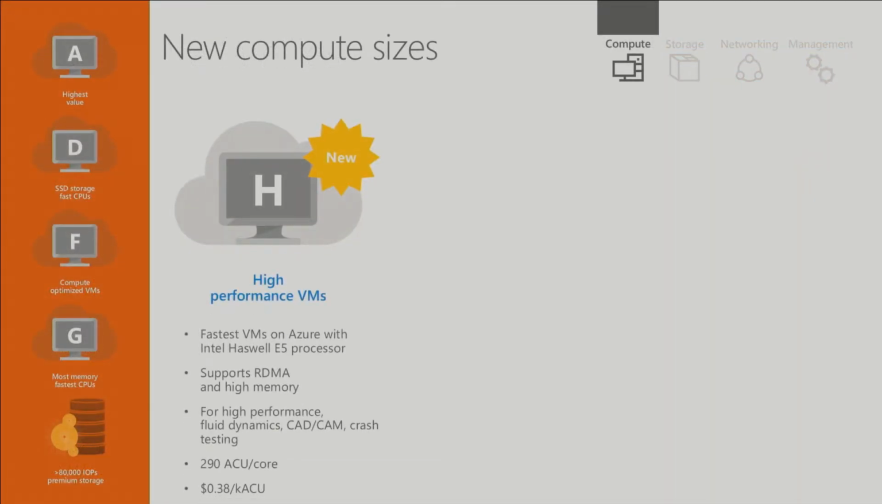You probably saw announcements yesterday on some of the new series we are launching. We are adding to our compute portfolio. The H series, which we call the high performance computing VMs, are the fastest VMs we have today on Azure. They also have something called InfiniBand or RDMA support. This is a fast interconnect, so if you want really high network throughput and really low latency, this is best for those.